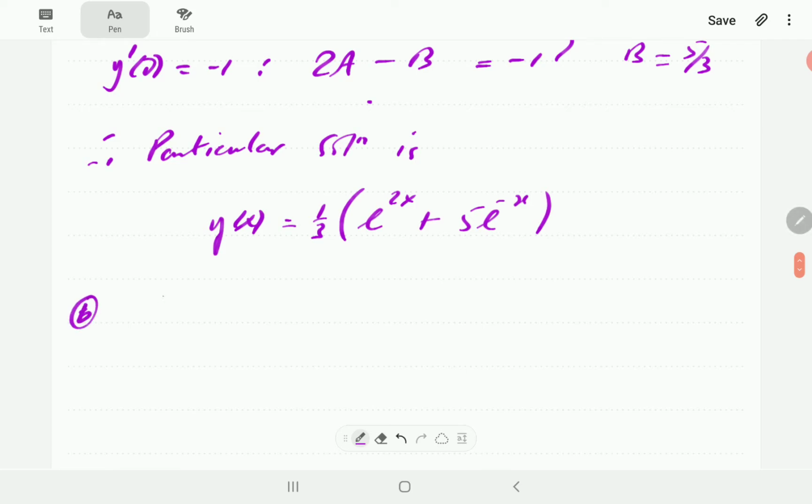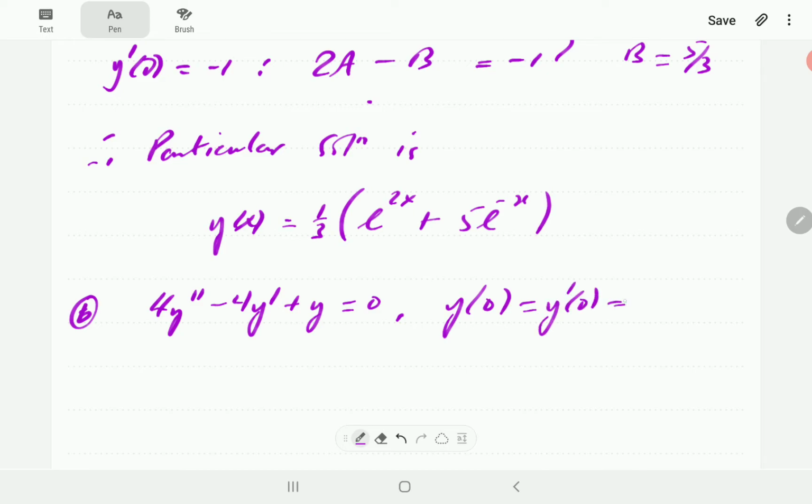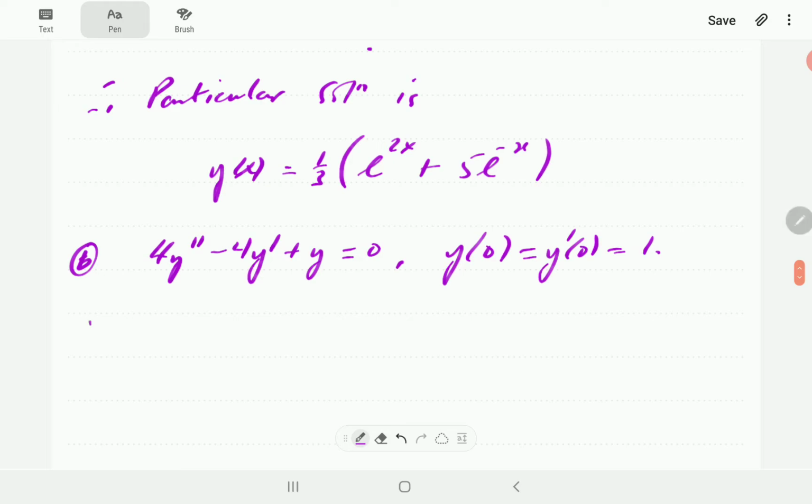For part B, we have 4y double prime minus 4y prime plus y equal to 0. When x equals 0, y and its derivative are both equal to 1. So this time the auxiliary equation is going to be 4r squared minus 4r plus 1.